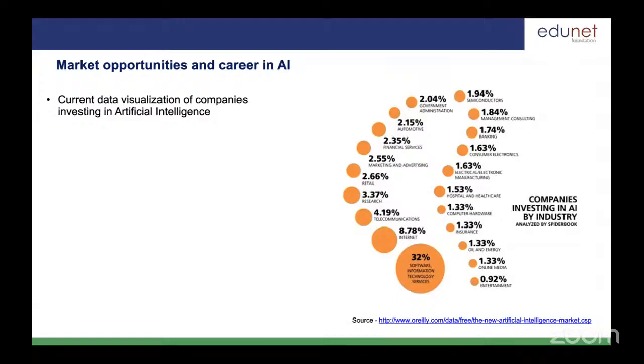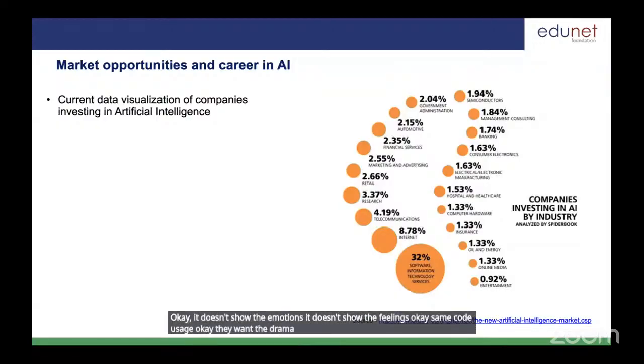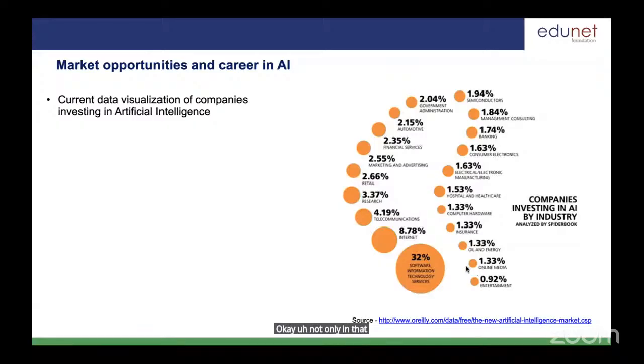Okay, creativity, lack of emotions. People want real. It doesn't show the emotions. It doesn't show the feelings. Same code usage. They want the drama. It's not about the cost, but yeah. Lack of creative thinking. Yes, very well said. Not only in that, you can take other things also.